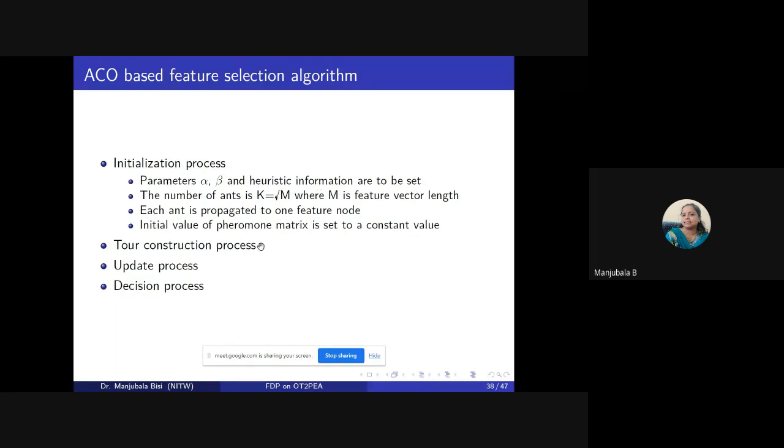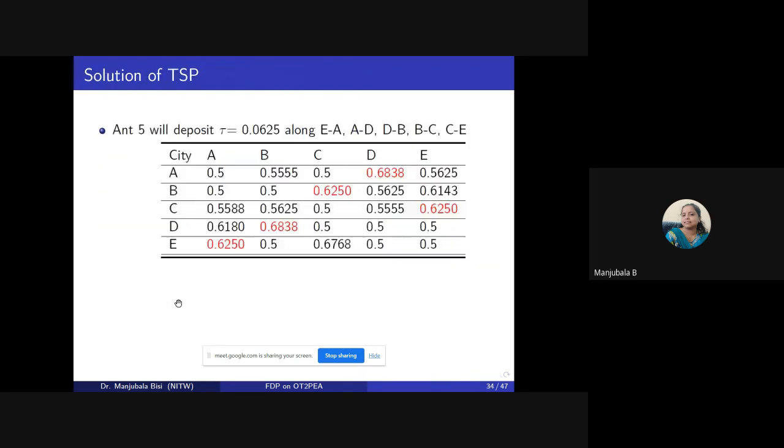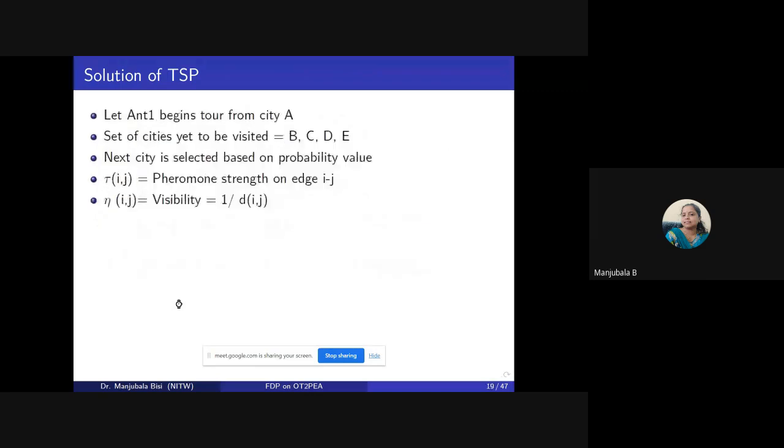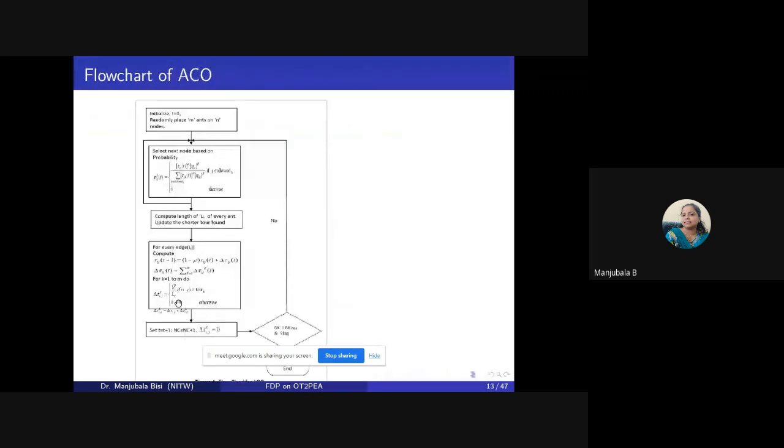So you can initialize the pheromone matrix and all the required parameters, then you can construct the tour. Same procedure you have to follow. You construct the tour, that is the movement of the ants from one feature to another feature, or from a set of features to another set of features. Then you update the pheromone strength, then you take the decision. Here I will come back to that flow chart of the ACO, whatever I have left. There only the mathematical equations of the probability function and the pheromone update are written.